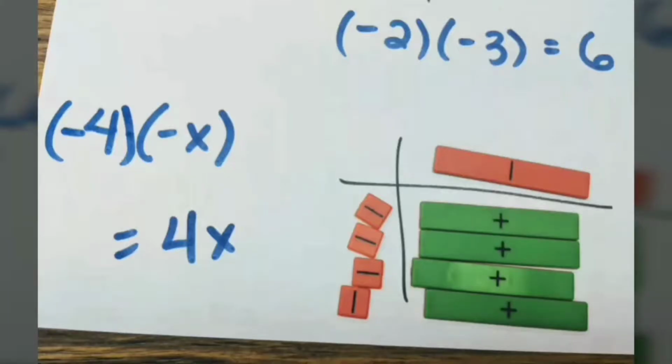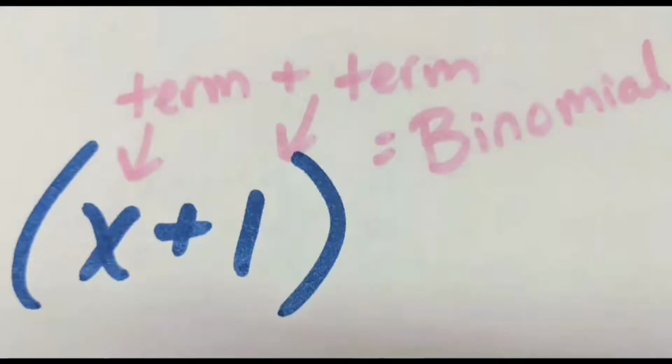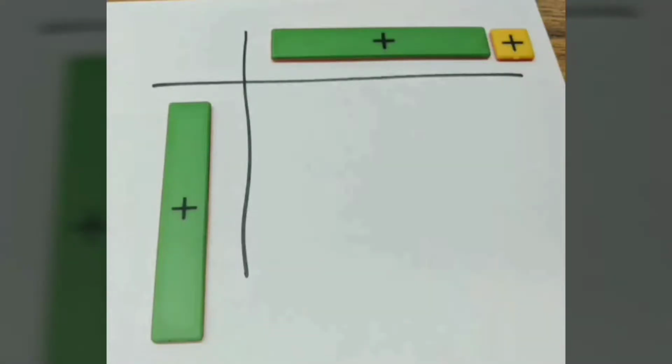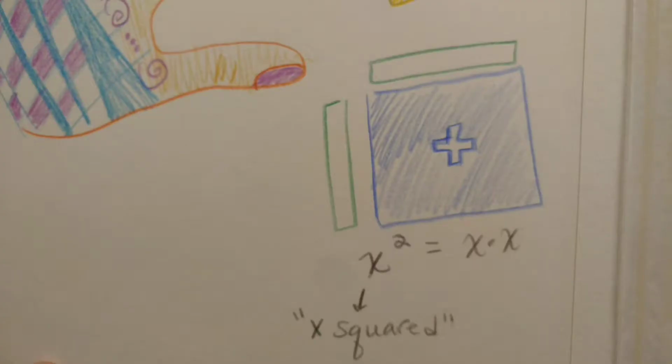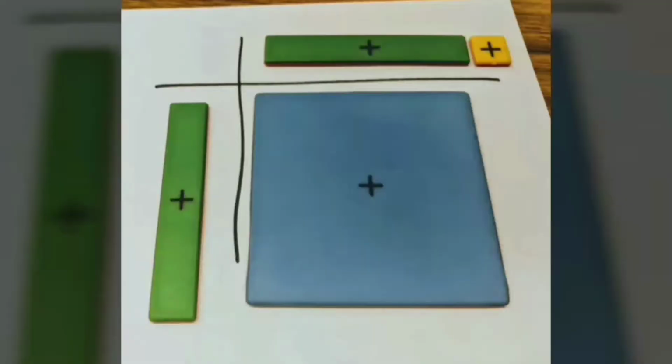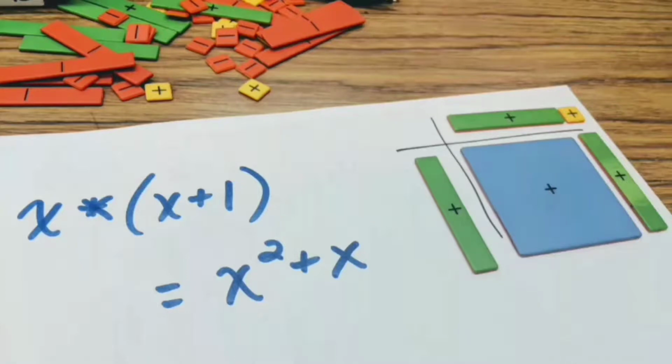All right, so what if we had 2 different expressions, both with variables in them? So that one expression there, x plus 1, has 2 terms, so we call that a binomial. When we multiply x times x, we get this giant blue box, x squared. And then that 1 times x leaves us with the x. So as you can see, those are different shapes. They do not combine. Those are going to stay separate.